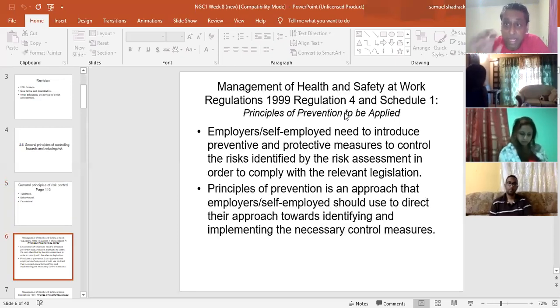So I'm explaining. What you'll need to know is that controls fall under this regulation here, known as the Management of Health and Safety at Work Regulations 1999. And just in case you lost what I'm talking about, we are saying if you do a risk assessment and the risk turns out to be 20, 25, you need to put controls in place. And what this law is saying, I'm just going to read this latter one here: Principles of prevention. Preventing what? Meaning preventing the high risk is an approach that employers and self-employed should use to direct their approach towards identifying and implementing the necessary control measures. So what does this mean for you?